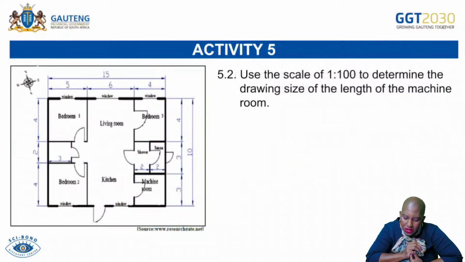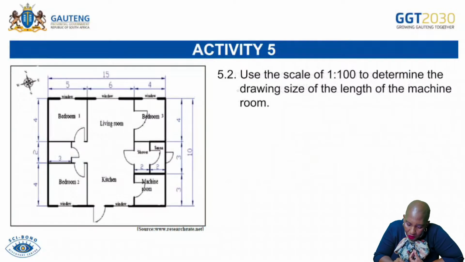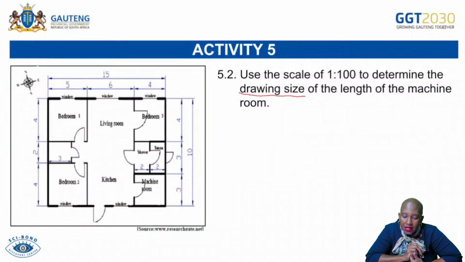Now they say use the scale 1:100 to determine the drawing size of the length of the machine room. The drawing size, what are they looking for? They want the drawing size, meaning they want the map size. Let me give you a minute to do this one. Just 1 minute.